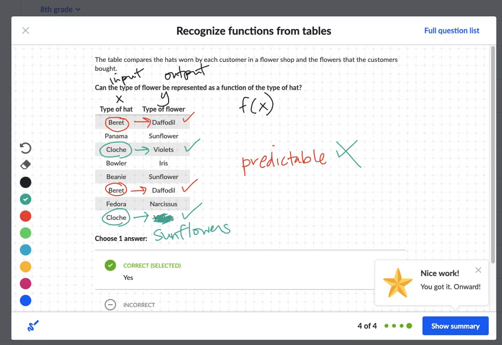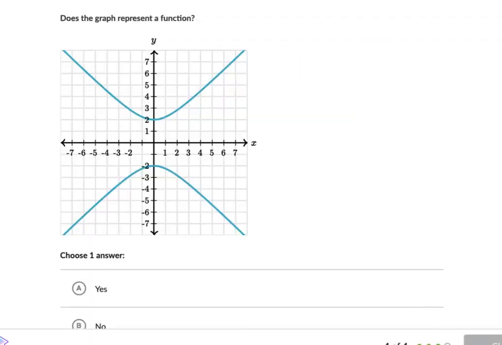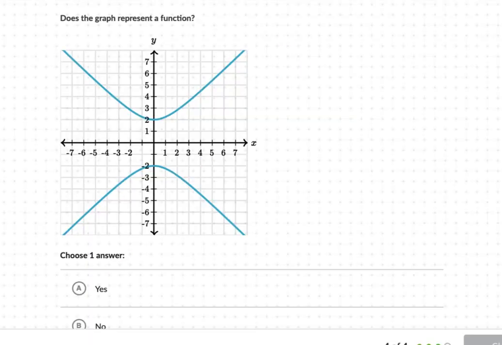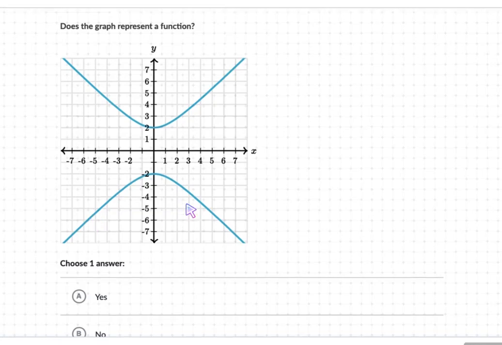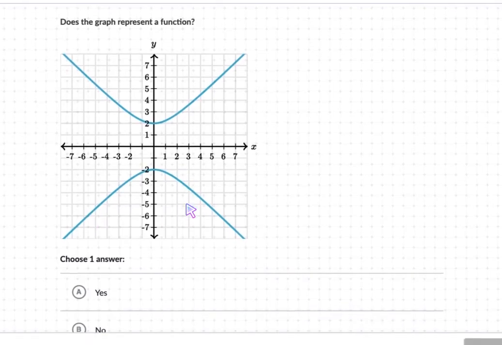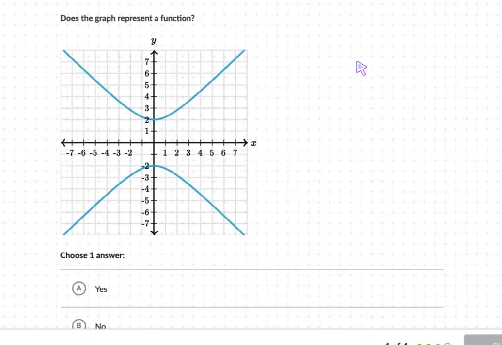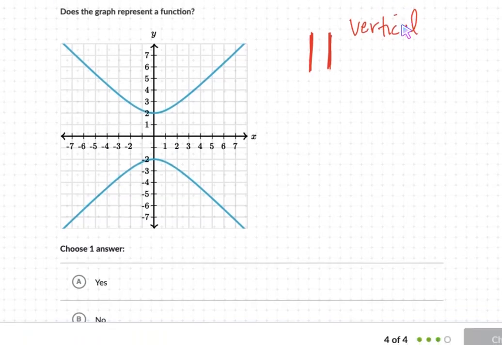Let's do some examples from graphs. Now, I don't have a pencil on here that I can show you, so I'm going to be doing my vertical line test with lines up and down, okay? So remember, vertical goes up and down. Go ahead and pause the video and see if you can figure this one out yourself. Does the graph represent a function?